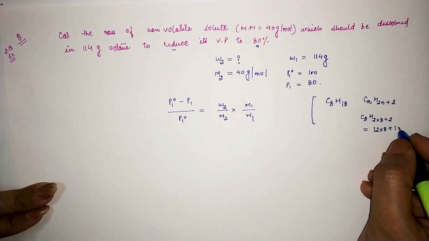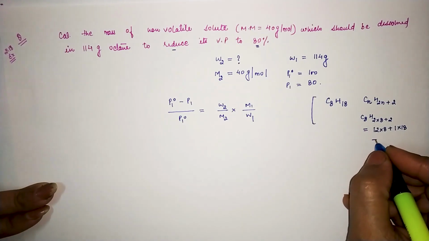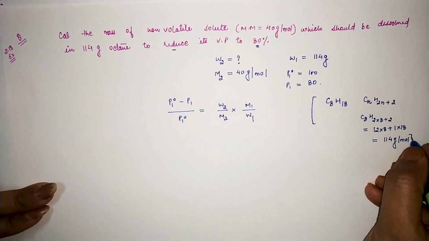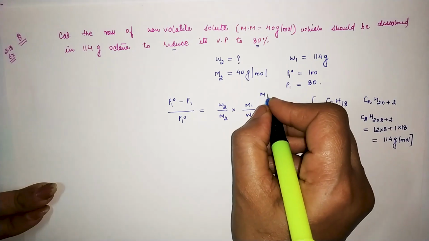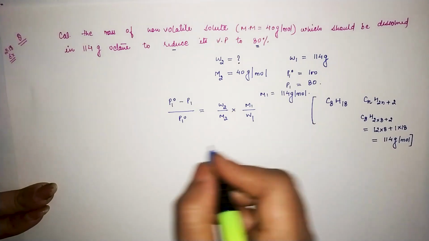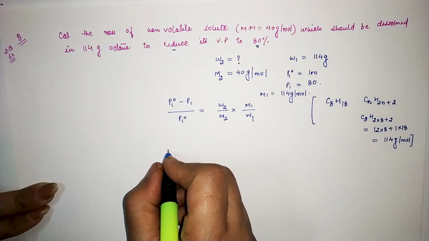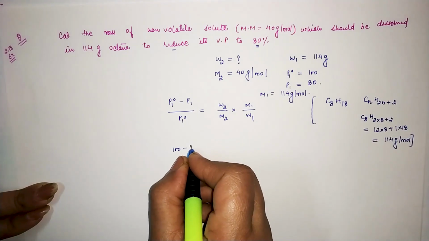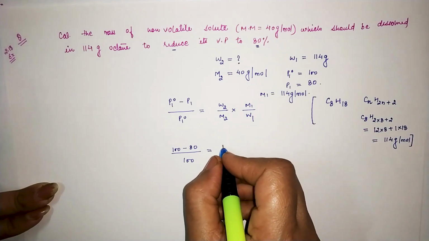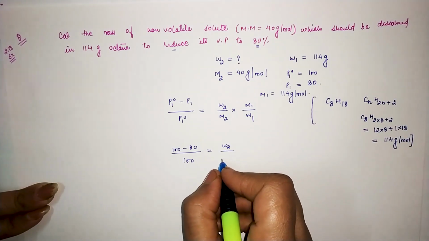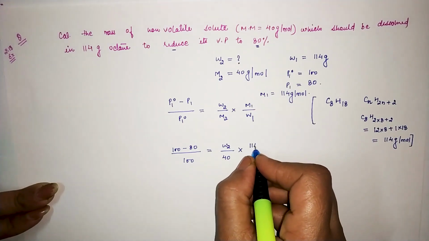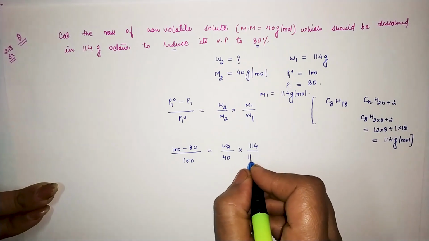If you calculate the molar mass, the carbon atom molar mass is 12 into 8 plus hydrogen mass is 1, so 1 into 18. This is nothing but equal to 114 gram per mole. Now put the value, M1 is also with us now, which is 114 gram per mole. So putting the value, P1 naught is 100 minus 80 upon 100 is equal to W2, which you have to calculate in the question, upon M2 is 40 into M1 upon W1, which is again 114 and mass is given as 114.